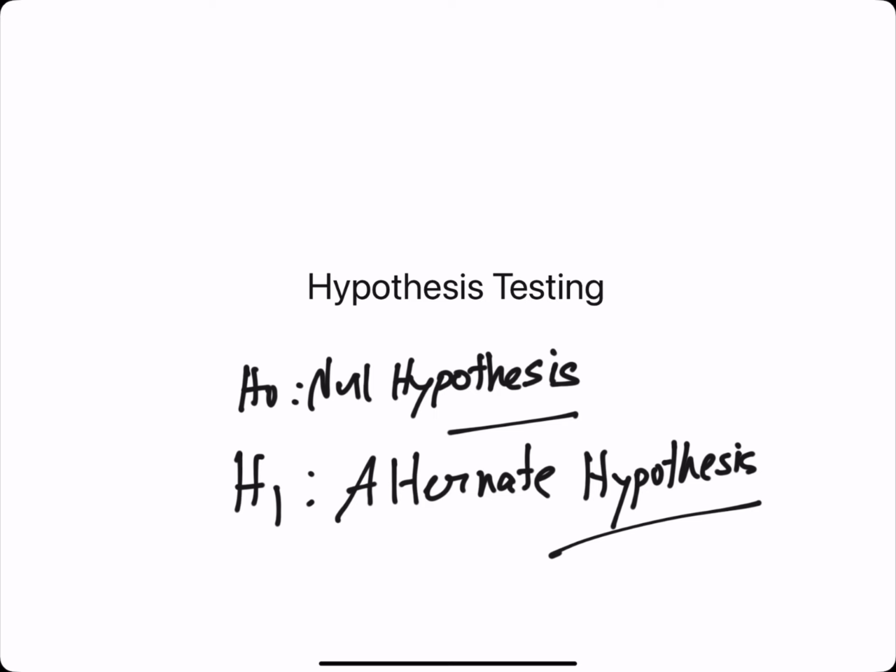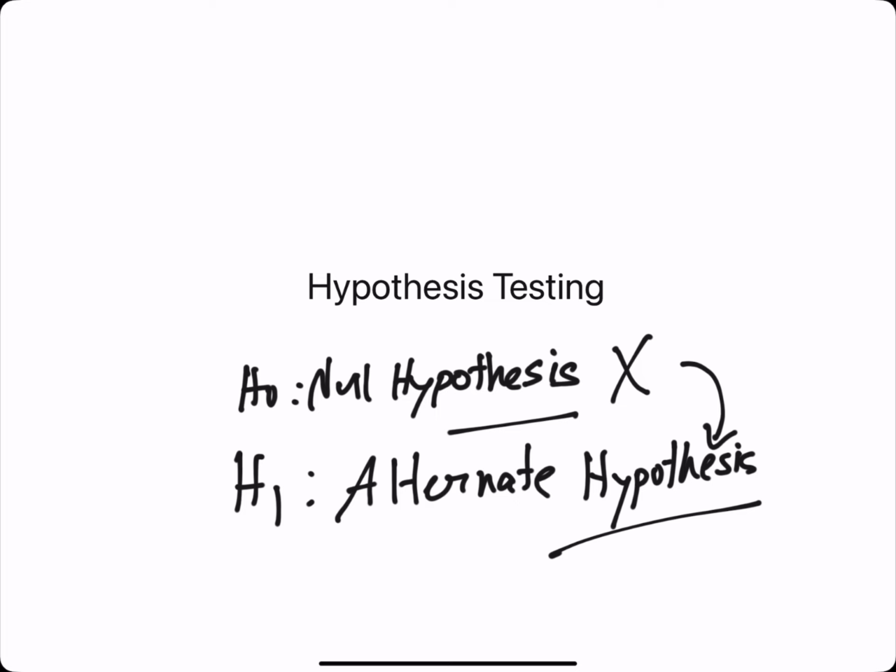Whereas the alternate hypothesis, denoted by H1, on the other hand, is the claim that opposes the null hypothesis. In the trial, this would be that the defendant is guilty. Now, at the end of the trial, if the jury finds the defendant guilty, it means that they reject the null hypothesis in favor of the alternate hypothesis.